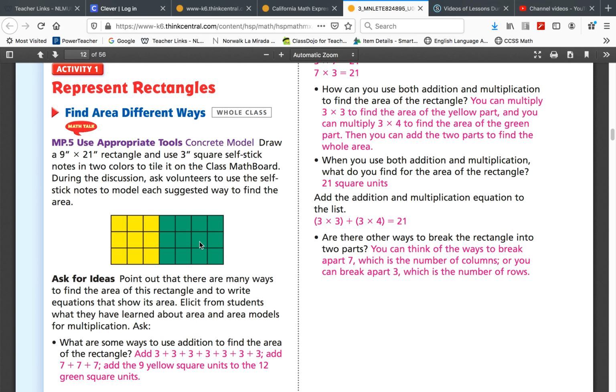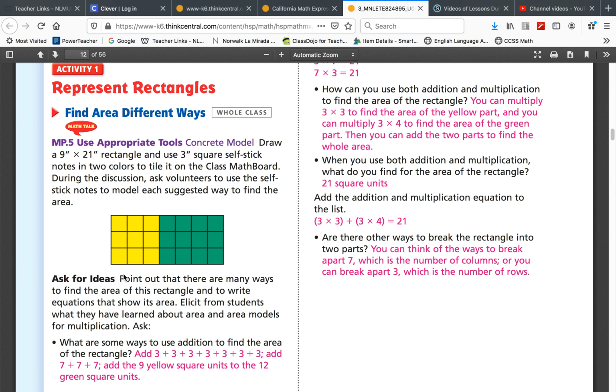Now, there's a way that you could write this as one equation. 3 rows of 3, which is this yellow section, plus the 3 rows of 4, which is this green section, equals 21 square units. Now there's other ways you could break this rectangle up.